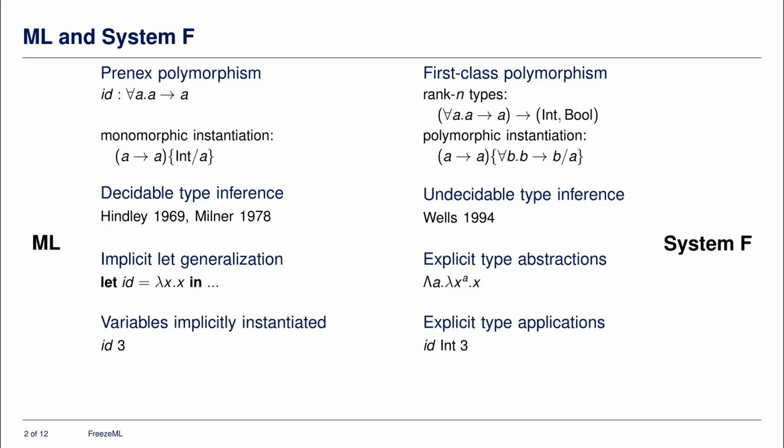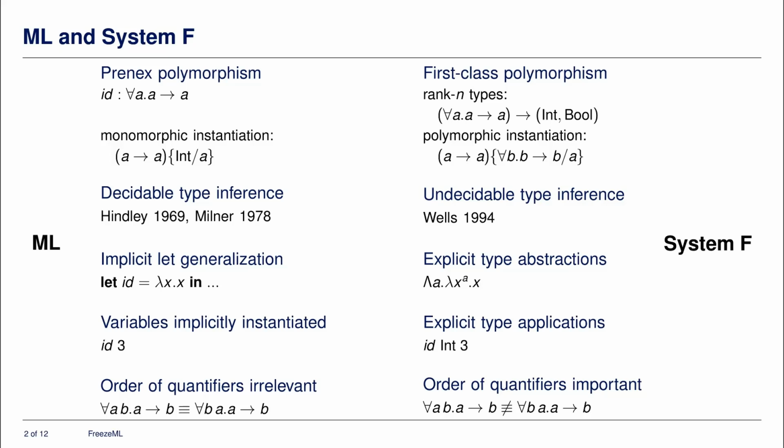In ML, variables are implicitly instantiated, which means we can apply id to 3 directly, and its polymorphic type will be instantiated automatically. And in SystemF, we need to apply id to int first in order to explicitly tell the system how to instantiate the polymorphic type, and only then can we apply the result to 3. And finally, the order of quantifiers is irrelevant in ML, but it's important in SystemF. So we have two types here that are the same, except that we quantified over A and B in different orders. And in ML, those are the same type, but in SystemF, they are different types.